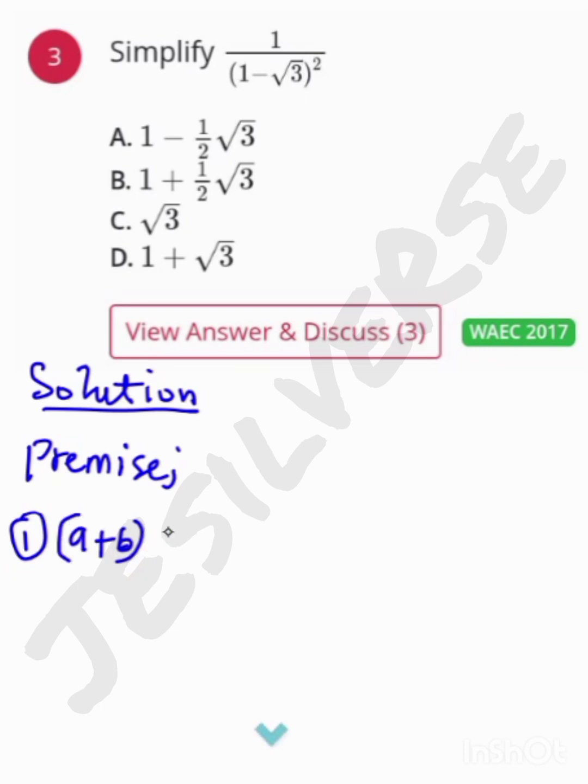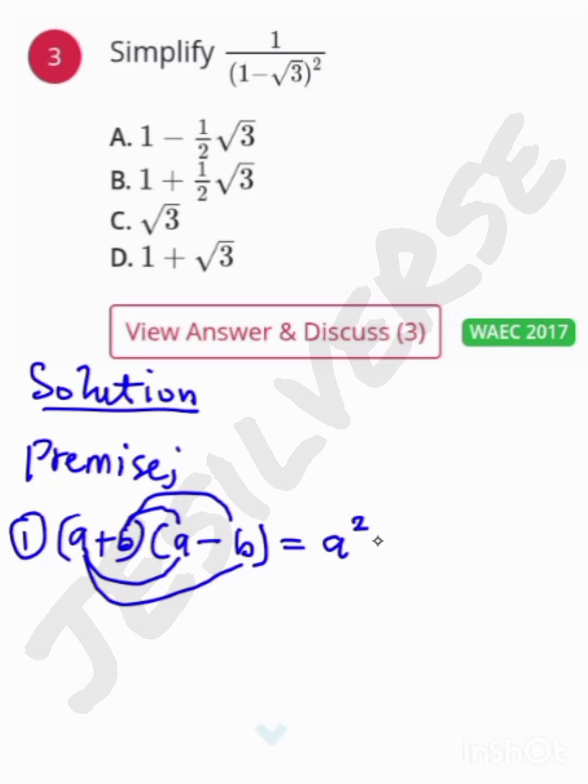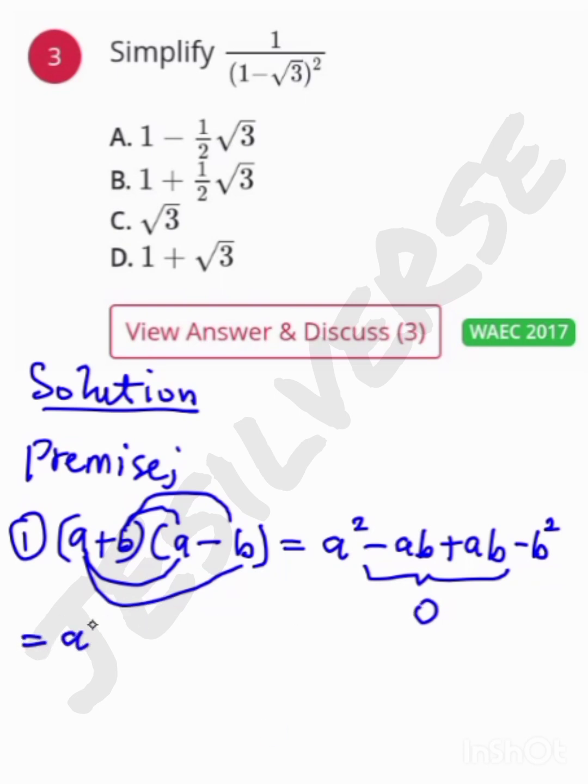As you can see on the board, we are going to try different premises or scenarios, and it is expected that every item in the first bracket multiplies every item in the second bracket. The next thing you get is a squared minus ab plus ab minus b squared. The middle terms, negative ab and positive ab, give you 0, leaving us with a squared minus b squared.